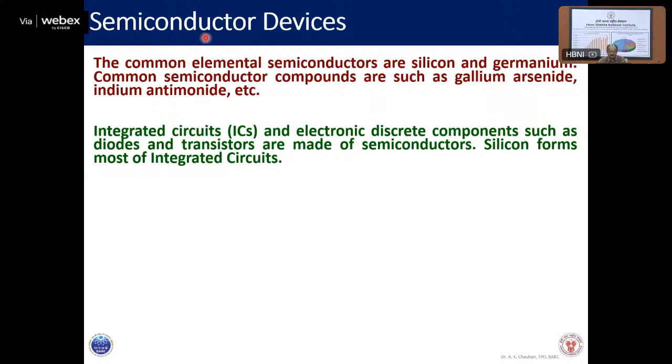Now we are moving to semiconductor devices. Integrated circuits and electronic discrete components such as diodes and transistors are made of semiconductors. Silicon forms most integrated circuits.